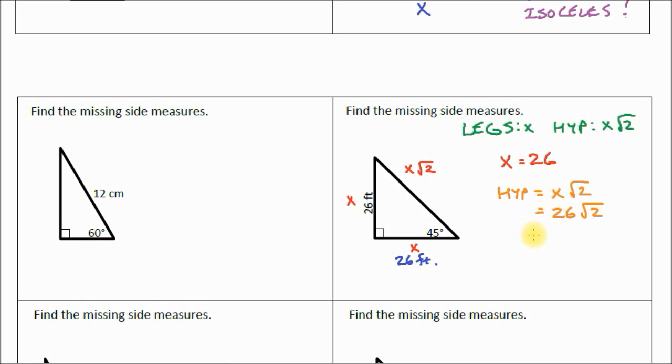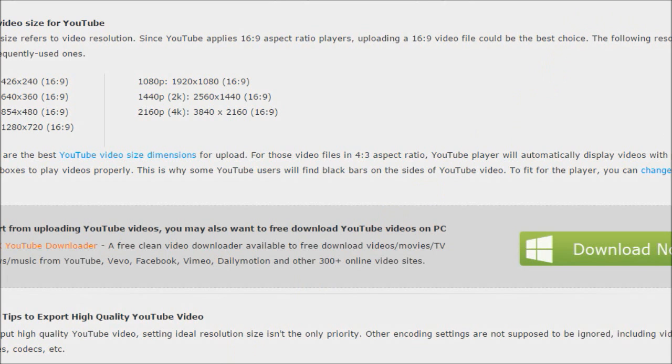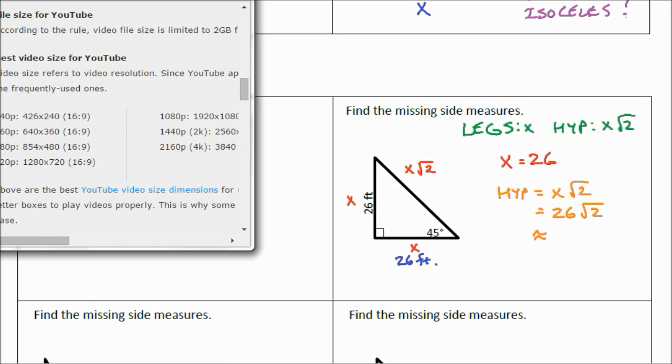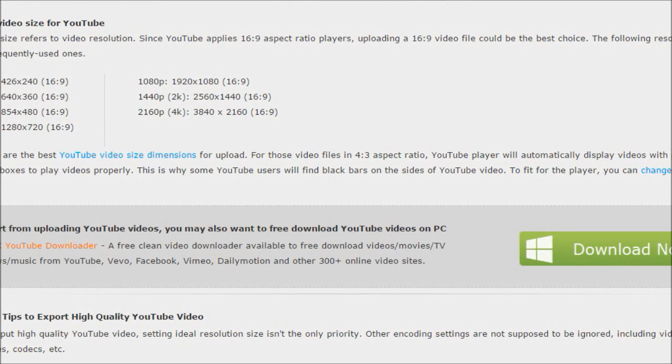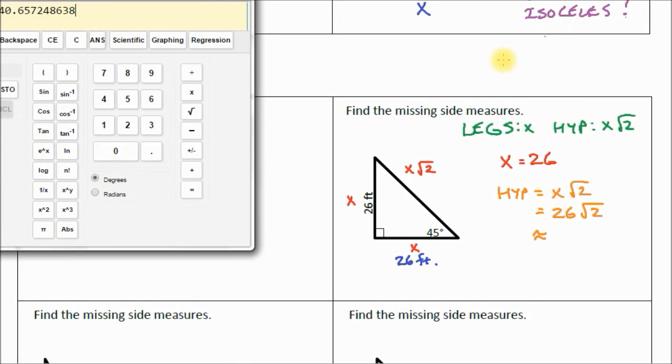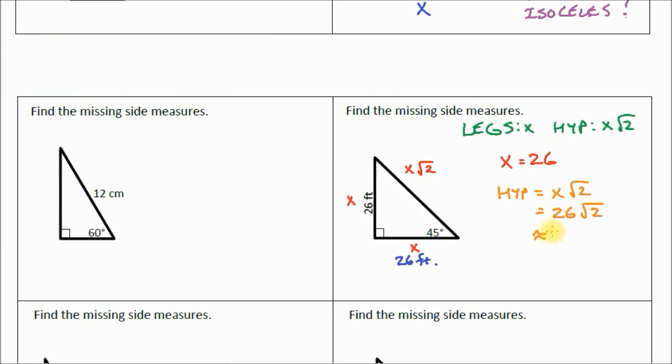And if we plug that into our calculator, let's do that right now. Let's reduce this down and see if I can find my calculator. Okay, there we go. There's our calculator. Let's go ahead and put this in. 26 times the square root of 2. Close that parentheses and press equal. And we've got 36.76. We can round that to 36.8. 36.8, and that is the length of our hypotenuse.